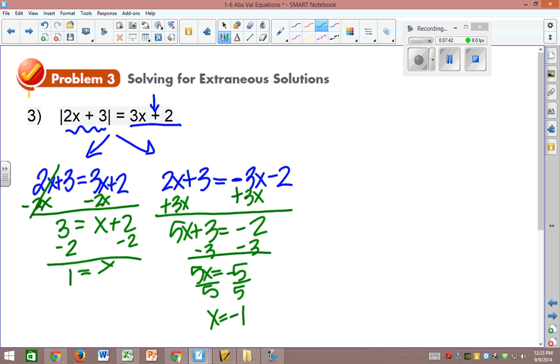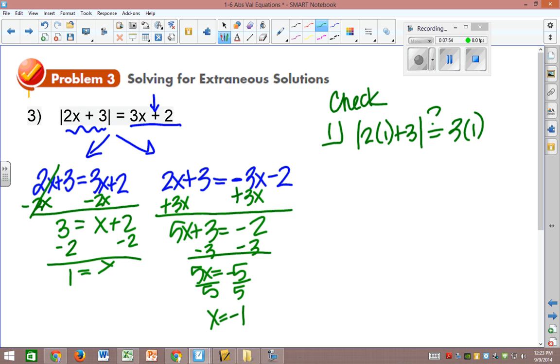Okay, let's check. 1 first. So we have to substitute on both sides. 2 times 1 plus 3 in an absolute value, is it equal to 3 times 1 plus 2? 2 times 1 is 2, plus 3 is 5. That's an absolute value of 5. We want to know, is it equal to this? 5, absolutely. All right, this guy works.